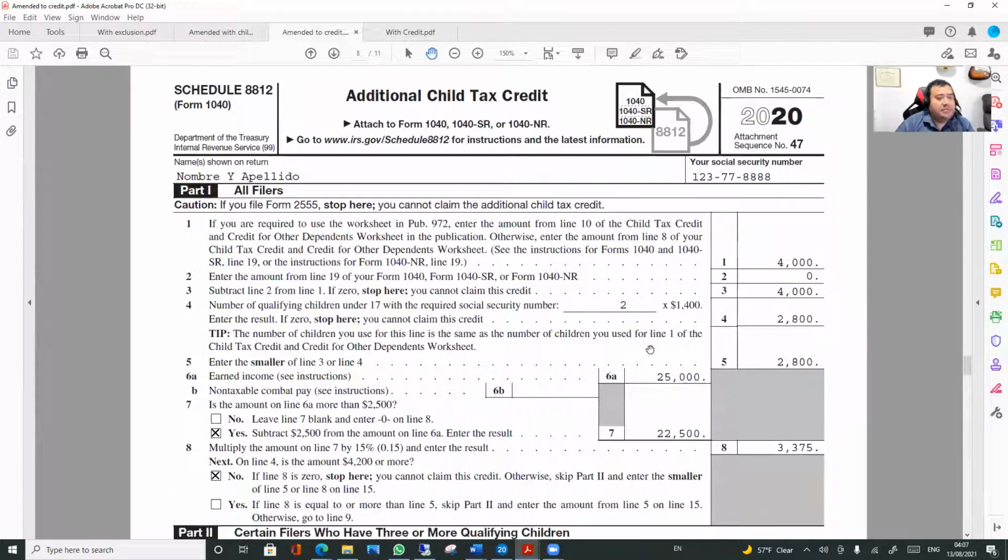And when you are switching from exclusion to credit, there's another explanation you have to attach with the return that I can explain to you in a phone call.